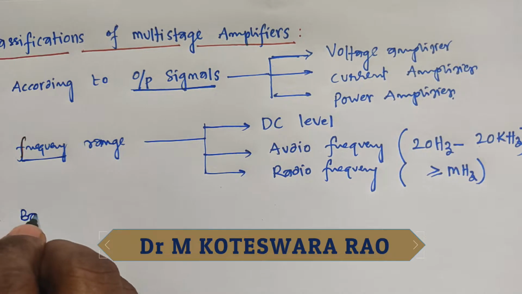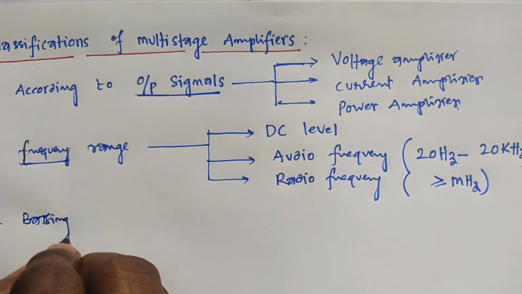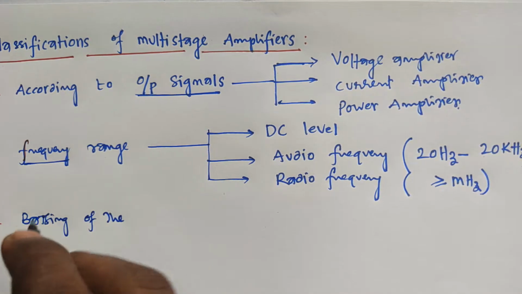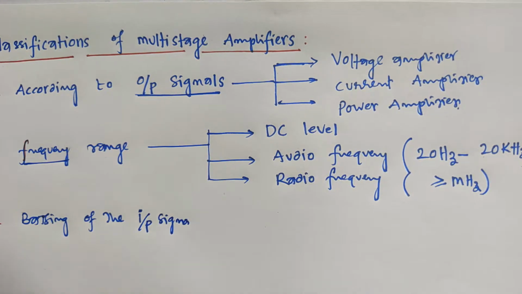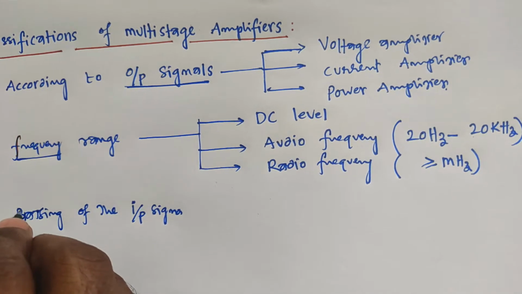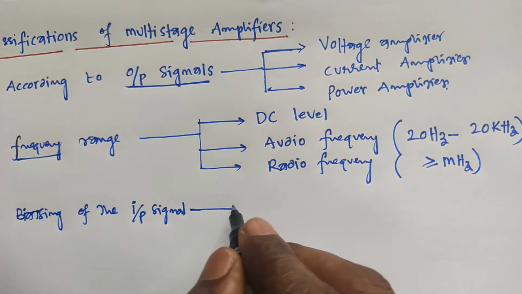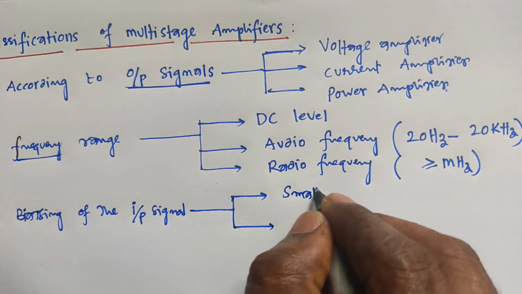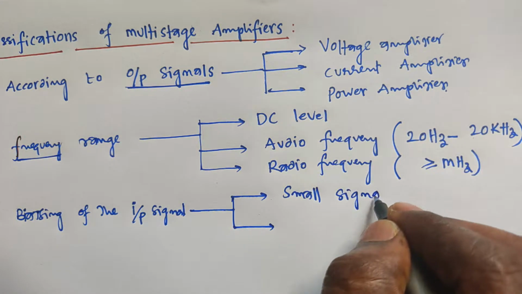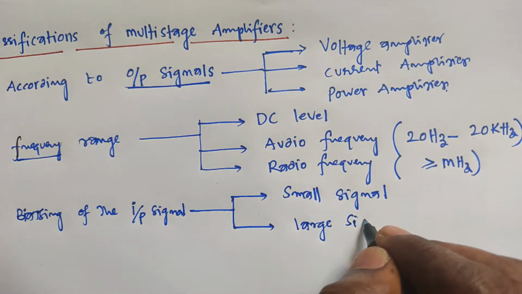Next one is based on the biasing of the input signal. There are different types of biasing. One is small signal, generally small signal hybrid model, like that. Another one is large signal. Okay, what is meant by small signal?